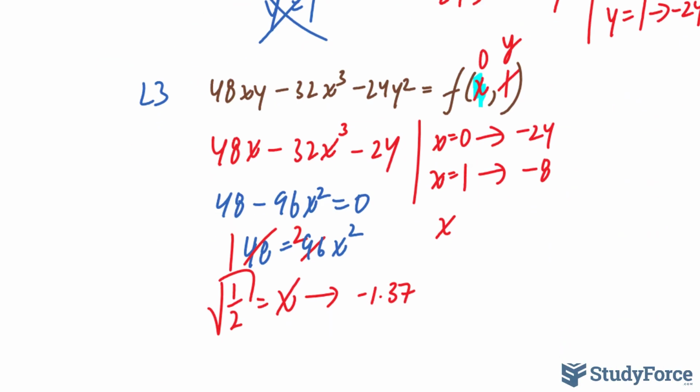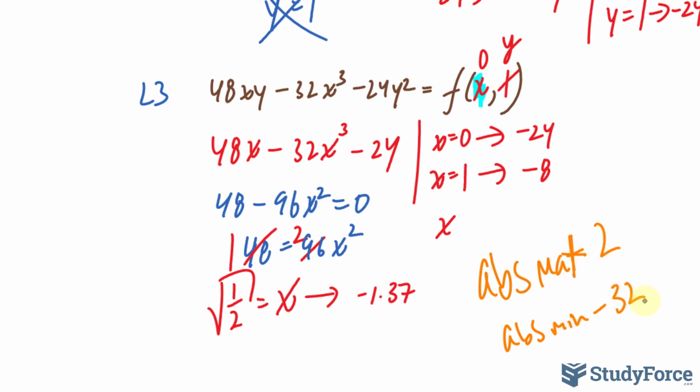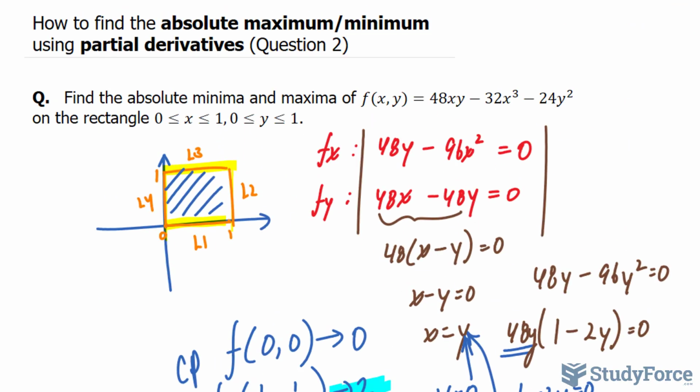So we can conclude that our absolute max is at 2 and our absolute min is at negative 32. And there you have it. That is how to find the absolute maximum, minimum using partial derivatives.